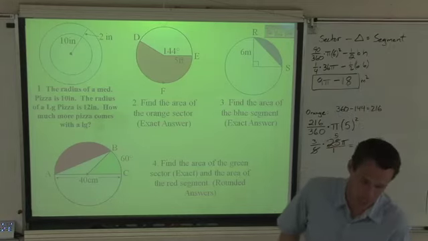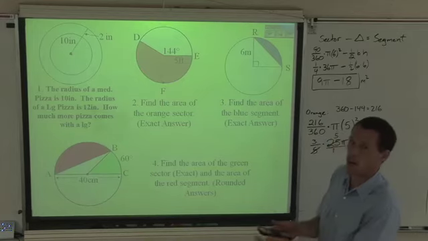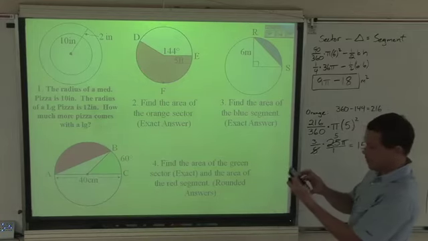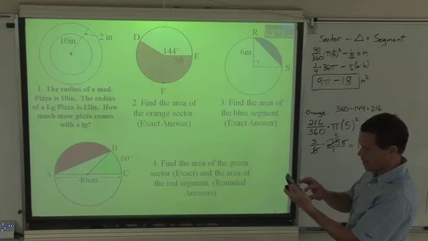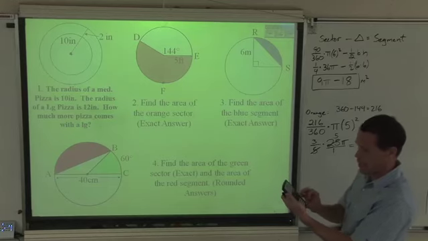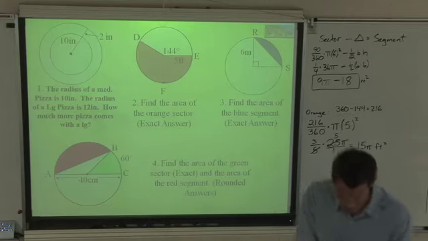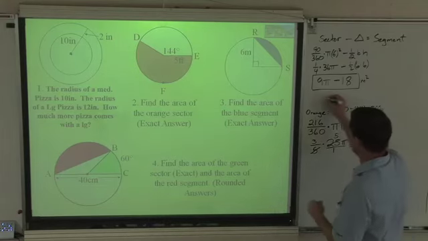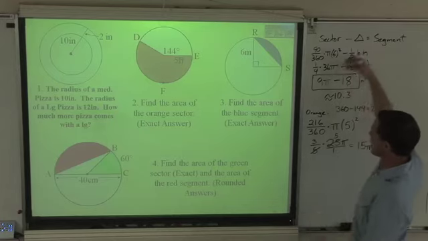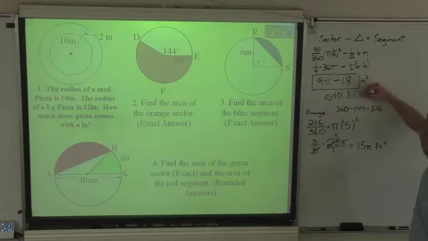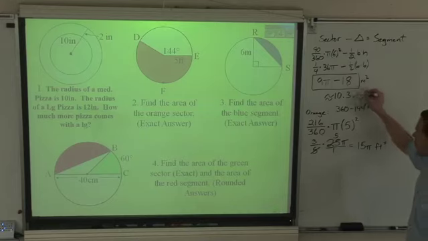Because I don't know what 9 pi is, if I want the rounded answer, I'm going to take on my calculator 9 times pi, which is about 28.27, and subtract that 18. And I get approximately 10.3. So this is exact, this is rounded. Again, exact and rounded.